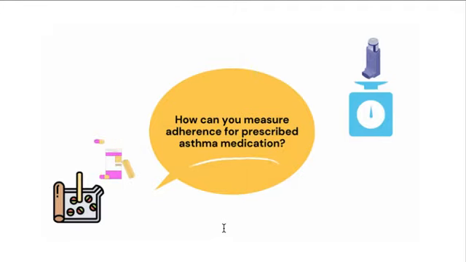Now how can you measure adherence for prescribed asthma medication? Okay, so for some asthma patients, they are to take pills regularly, while they are also given an inhaler. But how can you measure inhaler use? So one way is by using weight. So what is the weight when they give the inhaler, and what is the weight at the next appointment? So there should be less, okay? Because if they've taken it, it should weigh less, okay?